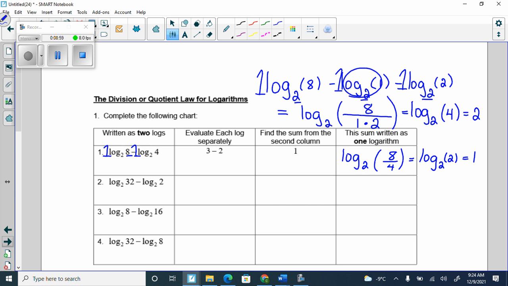So some people will say, well, what if they don't all have the same base? Then that's lovely. The ones with the same base can go together, and the ones without the same base can't. That's just it. You can put them all together as a single log if that was the case. So down here's the division law.